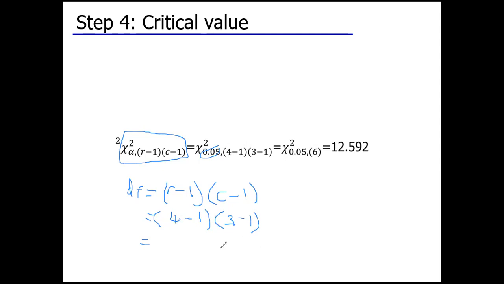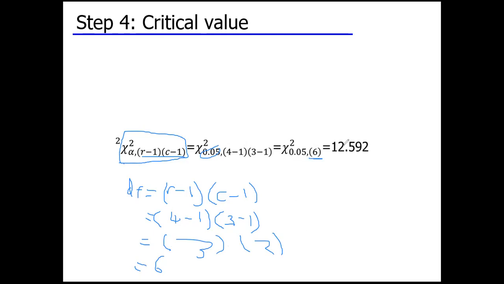Let us go back. It does not want to go back. So let me erase this for now. So what we know is that 4 minus 1, I will show you how they arrived at 4. 4 minus 1 is 3. And then 3 minus 1 is 2. So at the end, you will have 6 as your degree of freedom. So where you see R minus 1, C minus 1, you will put 6. That is why we have 6 here.